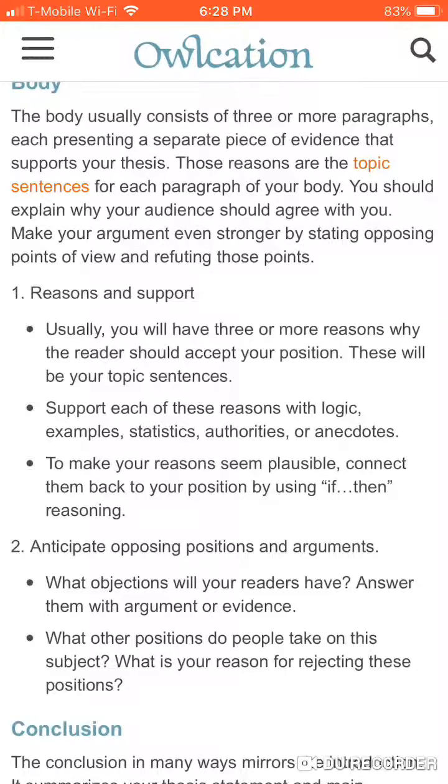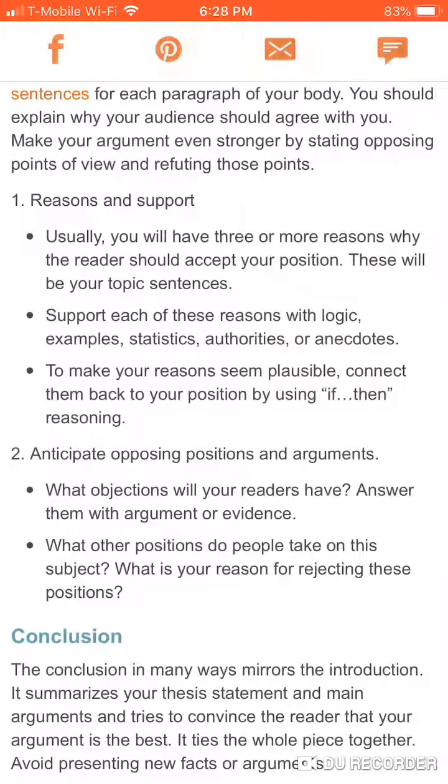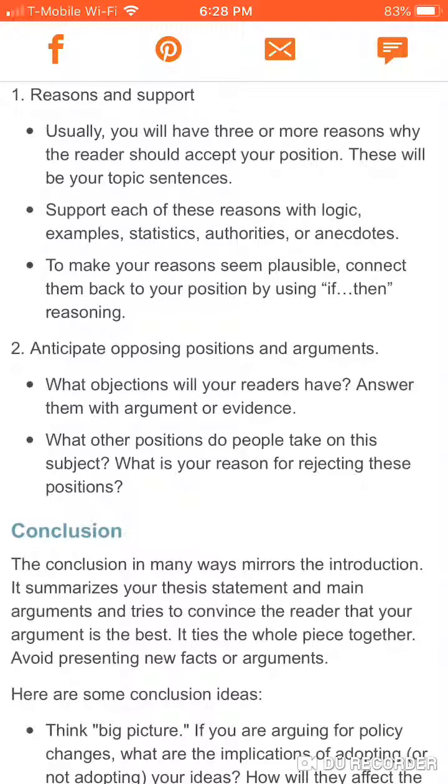And now, the conclusion. The conclusion, in many ways, mirrors the introduction. It summarizes your thesis statement and main arguments, and tries to convince the reader that your argument is the best. It ties the whole piece together. Avoid presenting new facts or arguments. Here are some conclusion ideas.